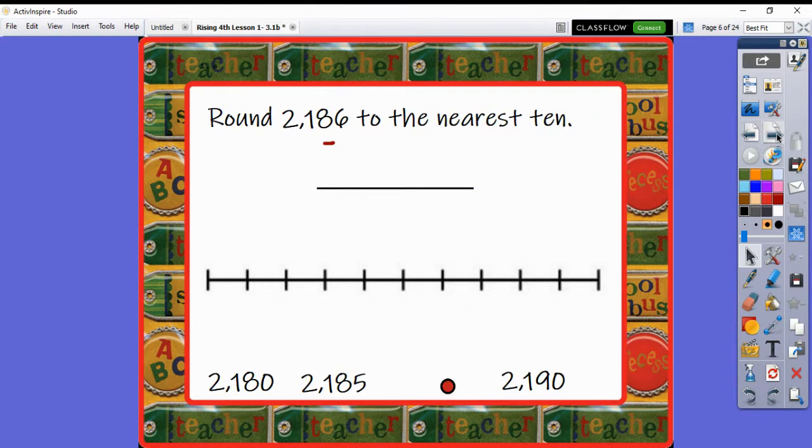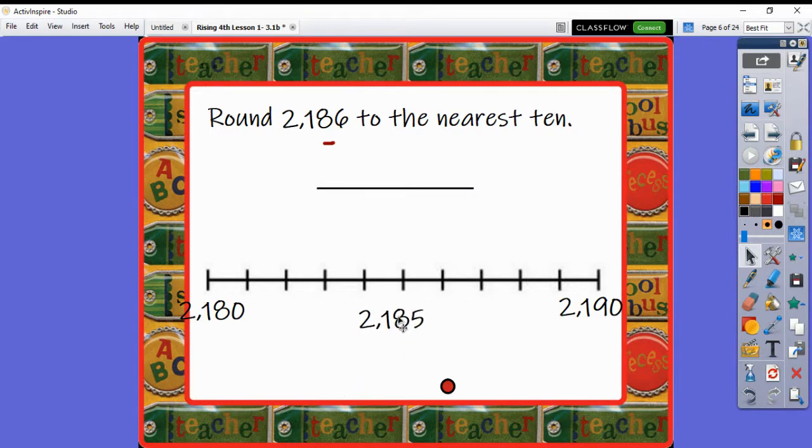All right, I have an 8 in my tens place, and the value of that 8 is 80, so I'm going to begin my number line with 2,180. When I'm counting by tens, the next 10 would be 90 in this number, 2,190. I know that half of 10 is 5, so halfway between these two numbers would be 2,185. Lastly, I'm going to place a little dot to represent where this number would fall on my number line.